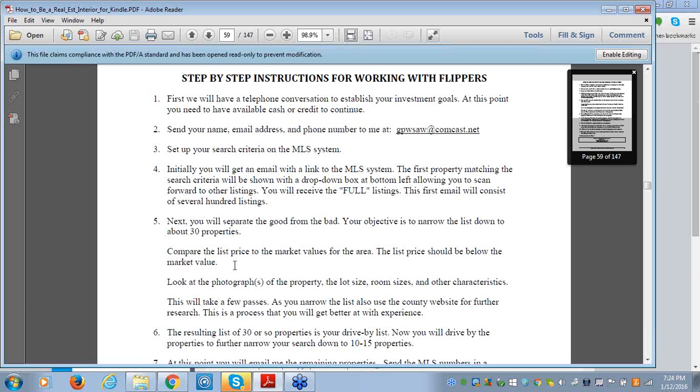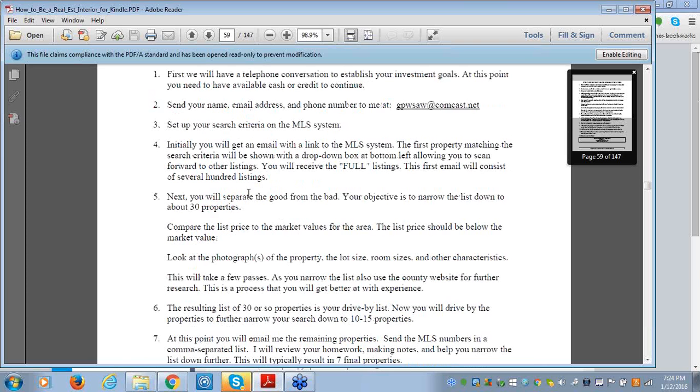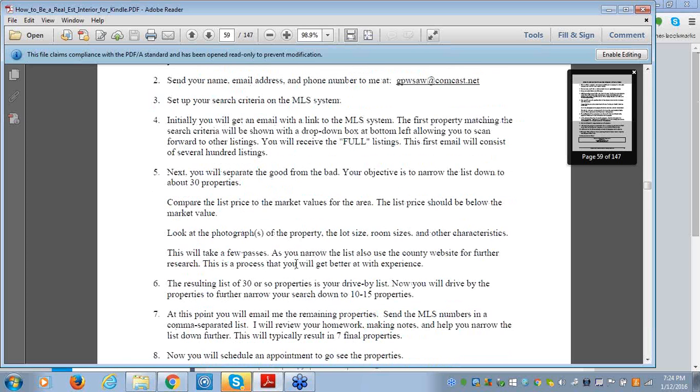All right. So you do this in a couple of passes. This is step number 5 here. What you're trying to do is get down to about 10 to 15 properties, if it's possible. Now, depending on where you are in North America, if you're in areas like Atlanta, the Midwest, parts of Ohio, Indiana, Kentucky, you'll have a lot more properties.